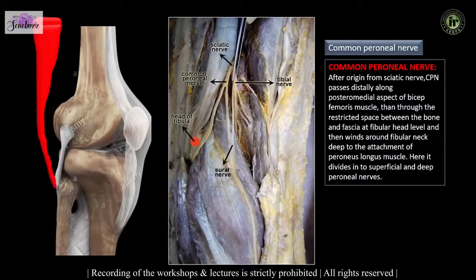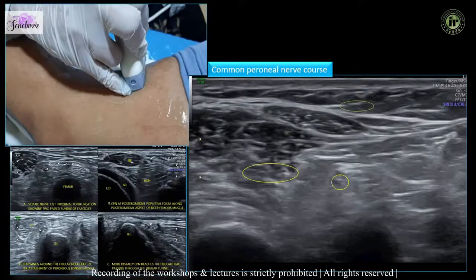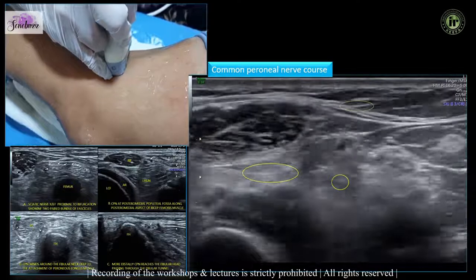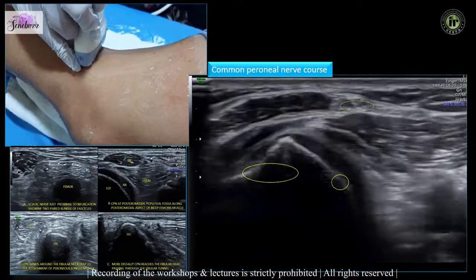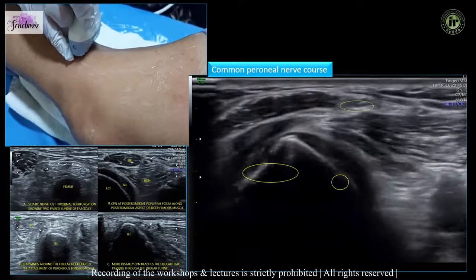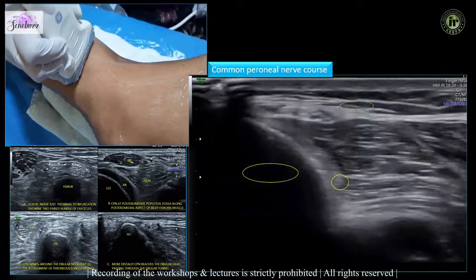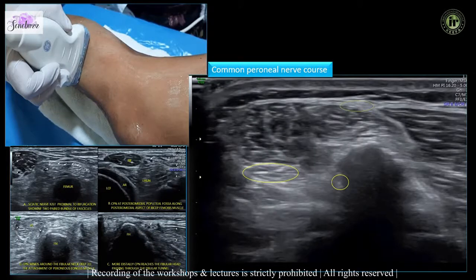Another common structure that we ask to see is the common peroneal nerve on the posterolateral aspect of the knee joint. And we can demonstrate it nicely with a little bit of practice. So after origin from the sciatic nerve, it passes distally along the posteromedial aspect of the biceps femoris muscle, then through a restricted space between the bone and the fossa at the fibular head level, then it winds around the fibular neck deep to the attachment of the peroneus longus muscle, and here it divides into the superficial and deep peroneal nerve.